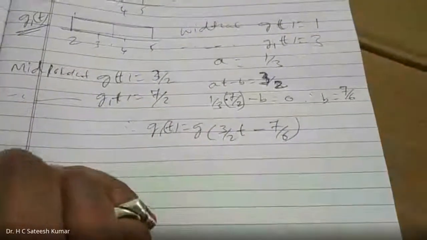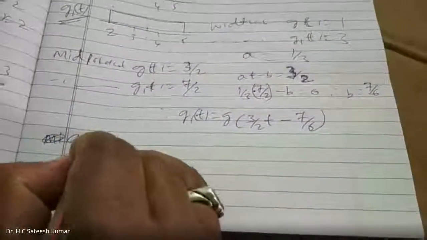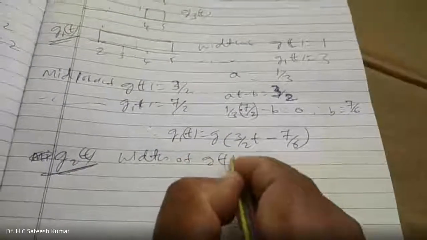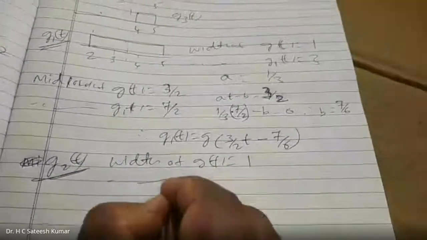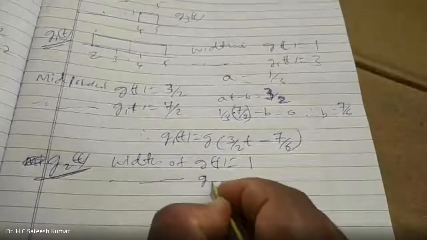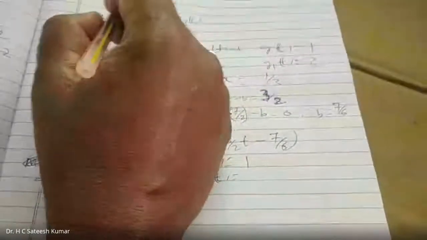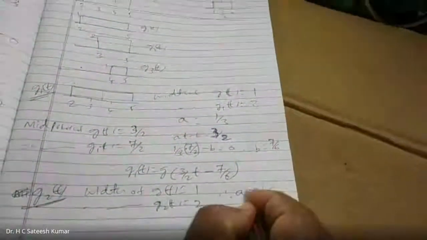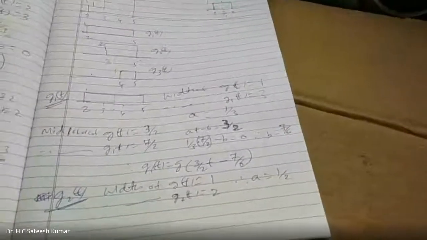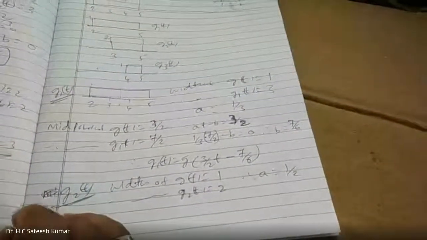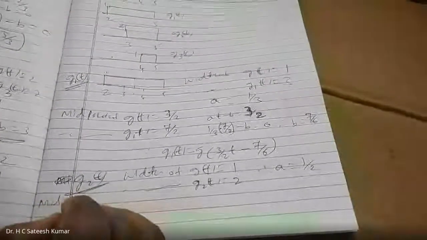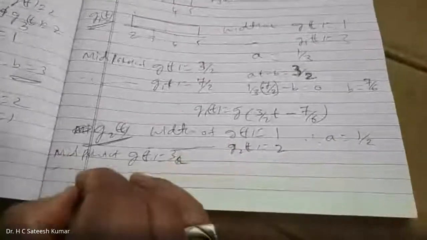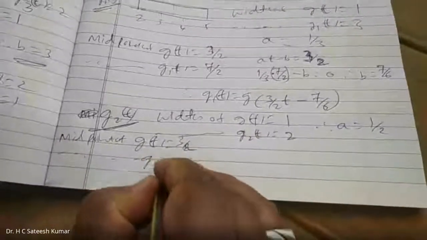Next, G2 of t. Width of G of t is 1. Width of G2 of t is 5 minus 3, which is 2. Therefore, A is equal to 1 by 2. Next, the midpoint of G of t is 3 by 2, and the midpoint of G2 of t.